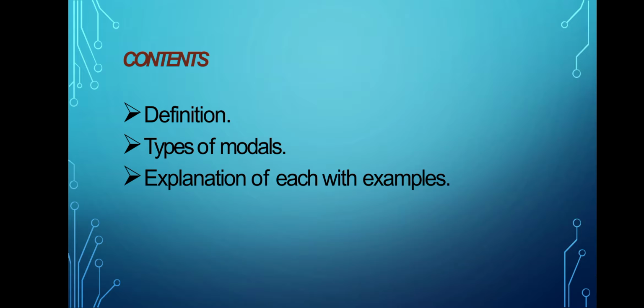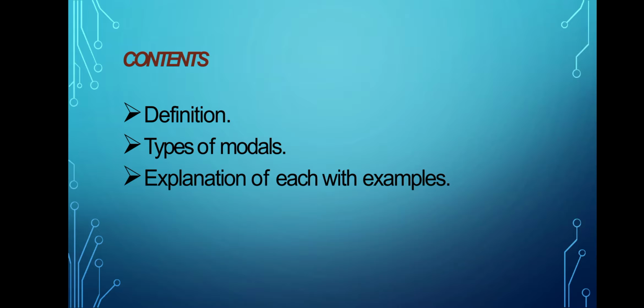But what is an auxiliary verb? An auxiliary verb is one which helps a principal verb to form a tense or mood or voice. Hence, it is also called a helping verb. So, auxiliary verbs are basically helping verbs.